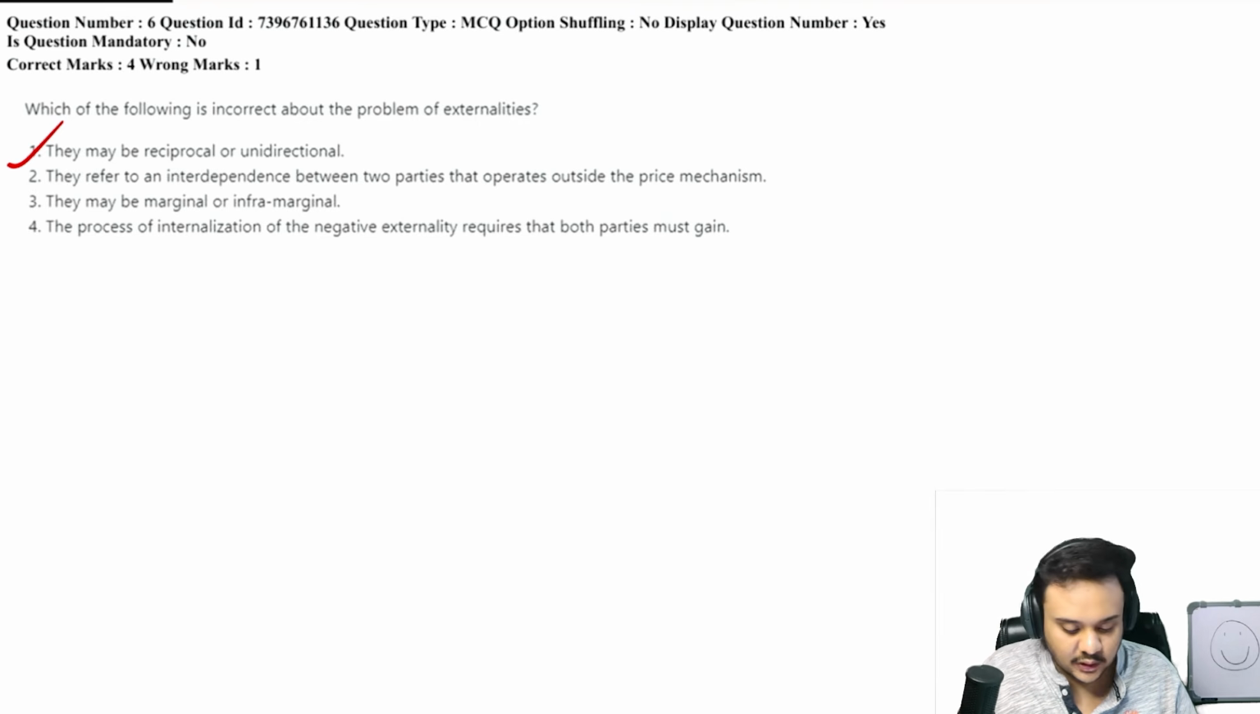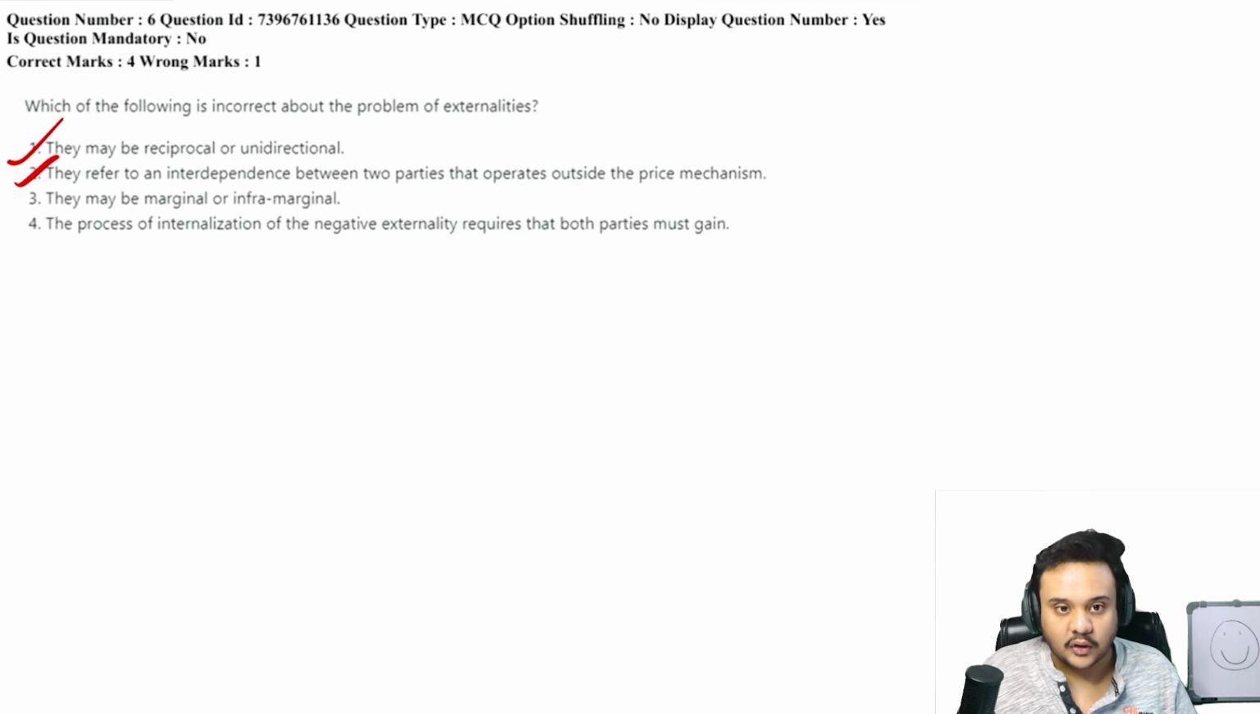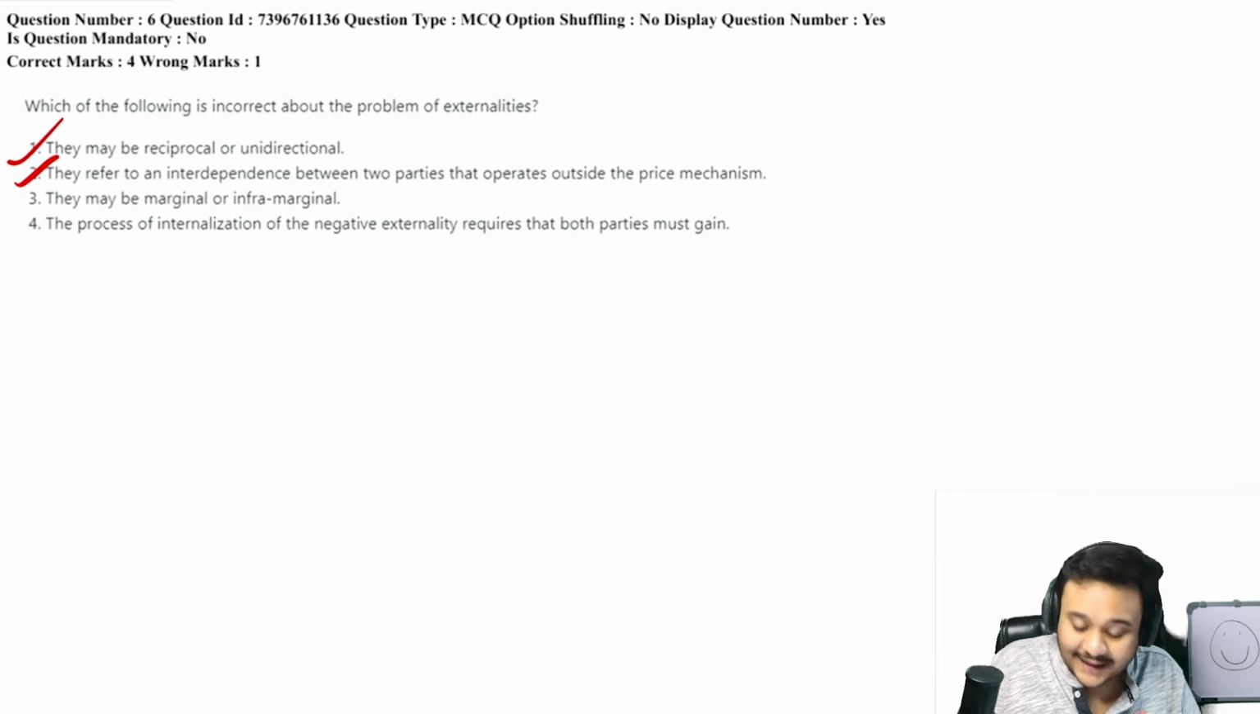Okay, so the second option says they refer to an interdependence between two parties that operates outside of the price mechanism. That is literally the definition of an externality. What they are just trying to say is that when we do not take the price into consideration, there is still an interdependence between two parties that otherwise don't have anything to do with each other, but because an externality is being created between the two, that is what is creating the interdependence. So yes, exactly, that is just the logic behind it.